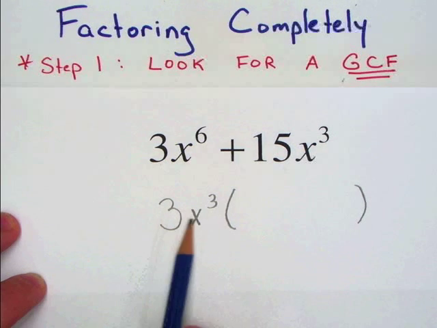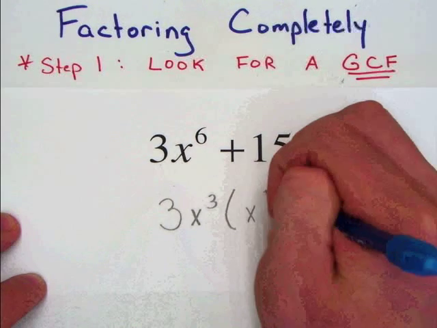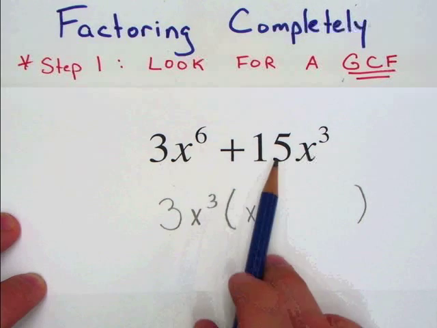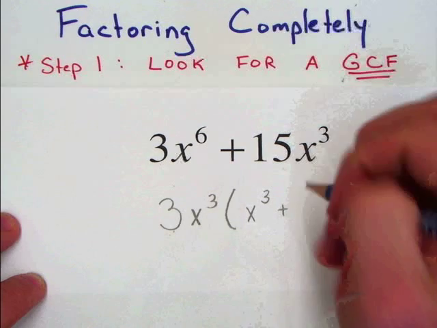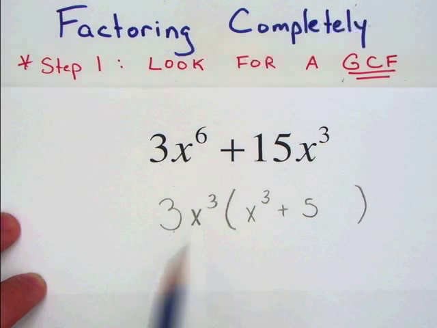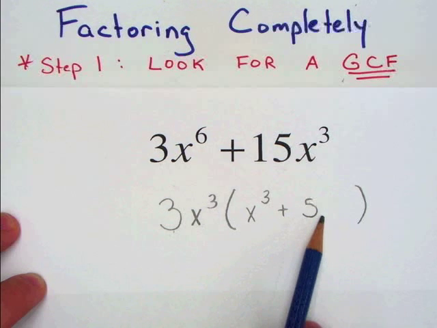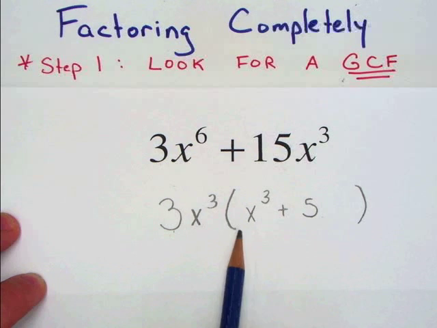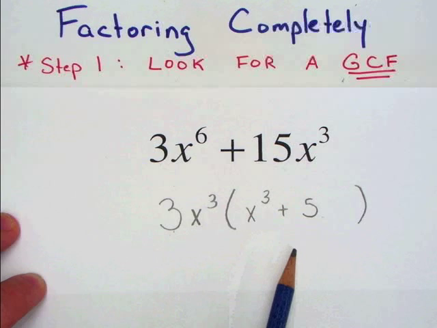After I factor out 3x to the 3rd from the first term, x to the 3rd remains. Once I factor out 3x to the 3rd from the second term, I ask myself, what times 3 will give me 15? 5. Since I factored out all 3 x's, there are no x's left to remain. The final thing I look at is what's inside my parentheses. There is no more factoring that I can do inside the parentheses, so this is my final answer.